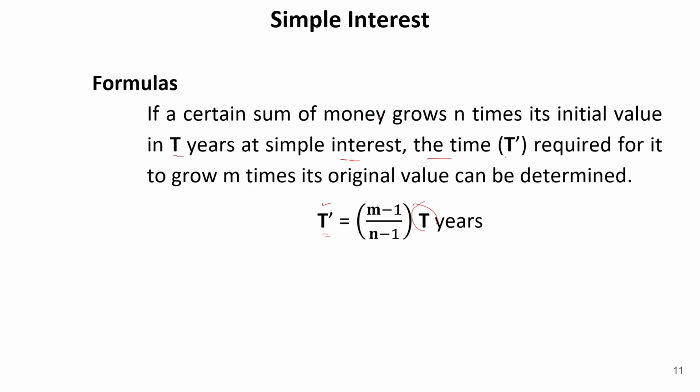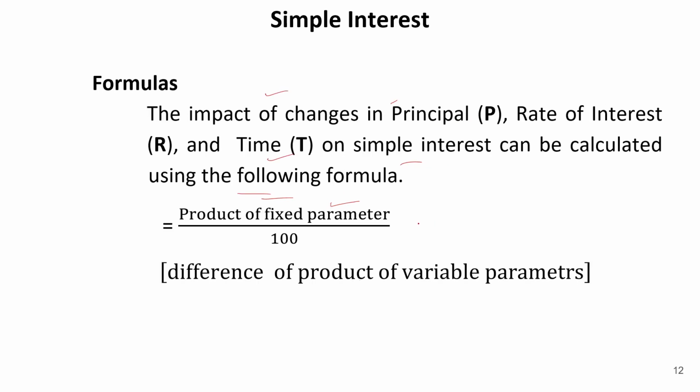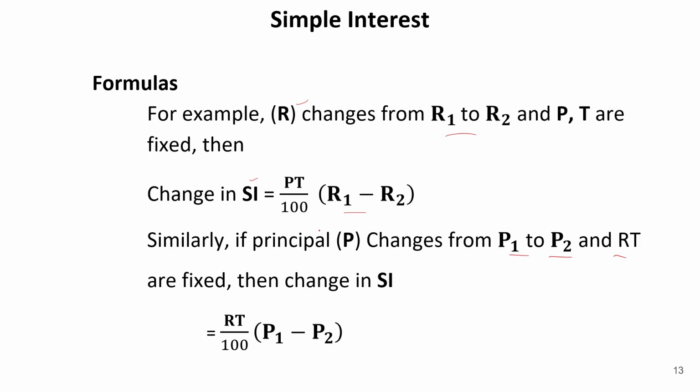So if a certain sum of money grows n times its initial value in T years at a simple interest, then the time T dash required for it to grow m times its original value can be determined via T dash is equal to m minus 1 whole by n minus 1 into T years. Okay. So the impact of changes in principal P, rate of interest R and time period T on simple interest can be calculated by this. That is the product of fixed parameter into 100 into difference of product of variable parameters.